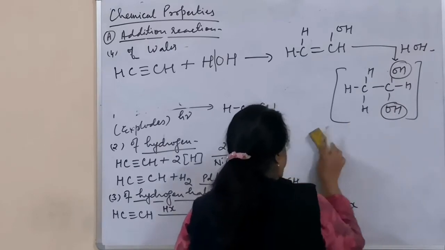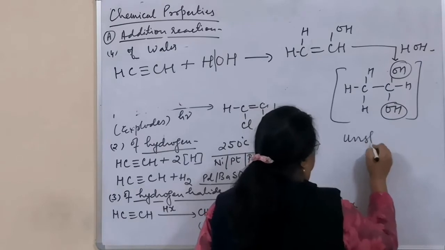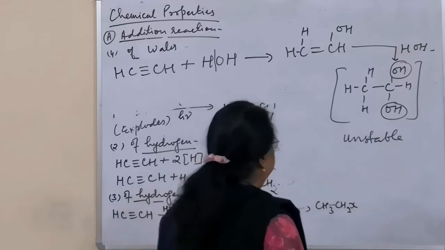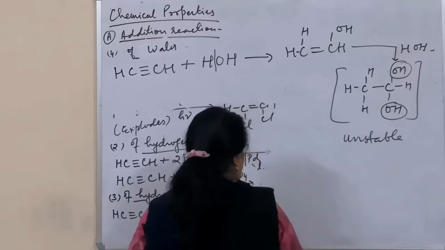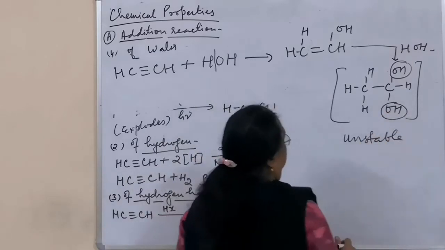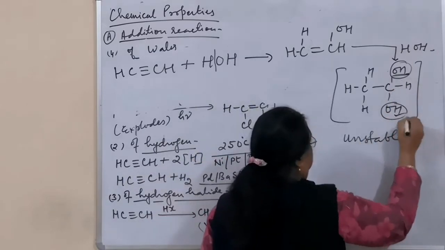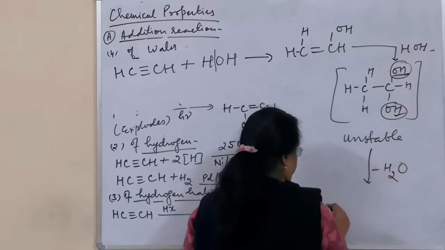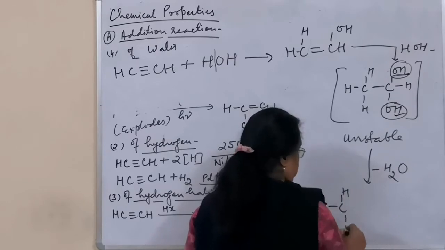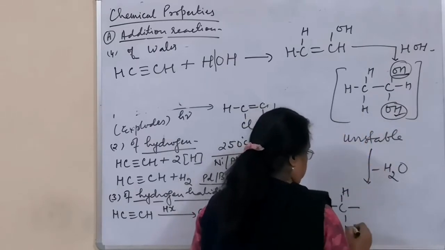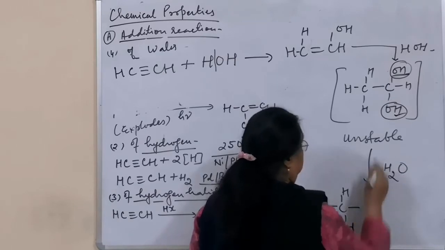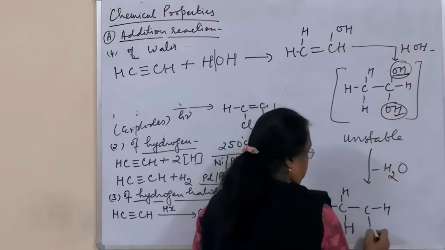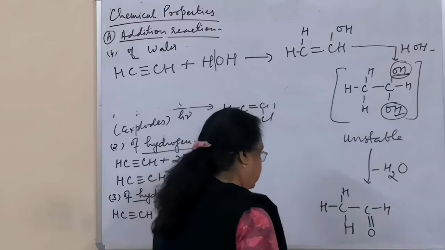So this compound is unstable, and in organic chemistry an unstable compound is shown in a square bracket, and it automatically releases one molecule of water on its own. One OH from here and one H from here will release one molecule of water, and this is left over. Here carbon and hydrogen, this H is gone, this O is there. So to balance the valency, this is here.